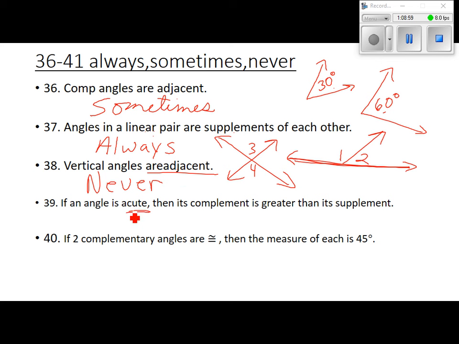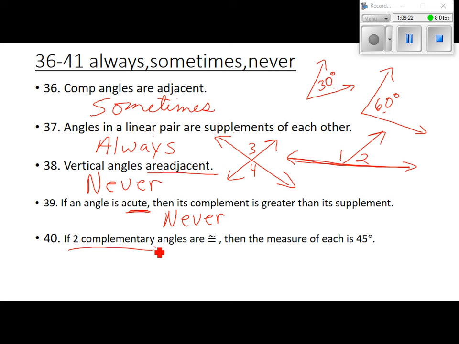If an angle is acute, so less than 90 or between 0 and 90, then its complement is greater than its supplement. That's going to be never. If you have an acute angle, its complement is also going to be an acute angle. If you have an acute angle, its supplement is always going to be an obtuse angle.